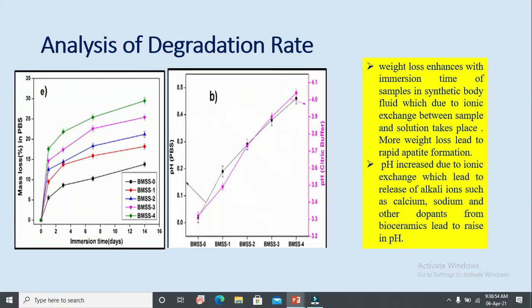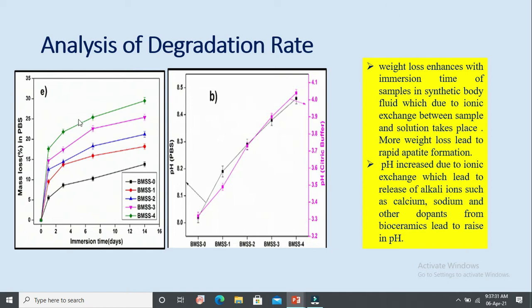Now we are going to do the determination of the degradation rate. We can see that the degradation rate can be measured from two things, that is mass loss and the pH change of the solution. Mass loss percent can be determined for different intervals, that is for 3 days, 7 days, 14 days and 21 days, and so on. It depends on how much time we want to take to measure the degradation rate.